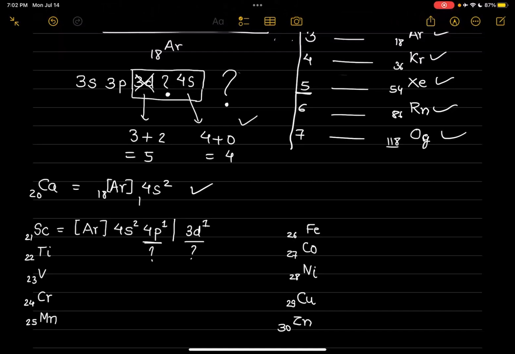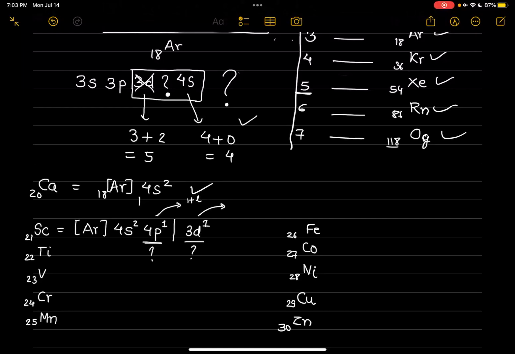Who is going to tell me, Nabila? Which rule will help me out? The n plus l rule. Got it? Yes, sir. So what are the n plus l values for 4p and 3d? n is 4, that is clearly visible. For l, s is 0 and p is 1. That's why I start from 0.